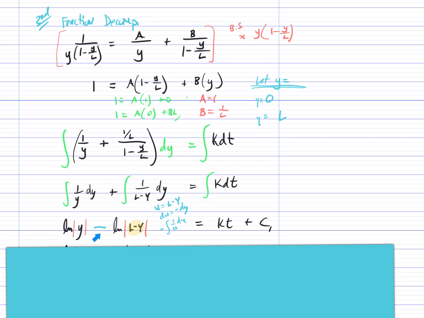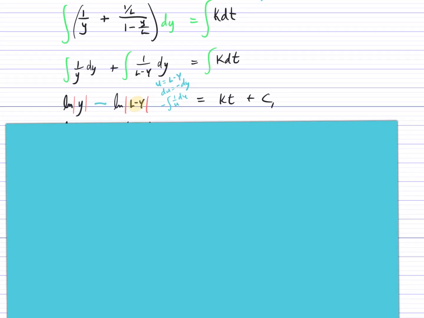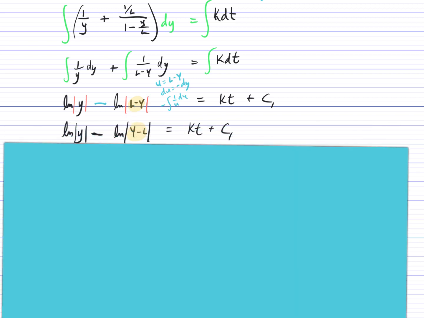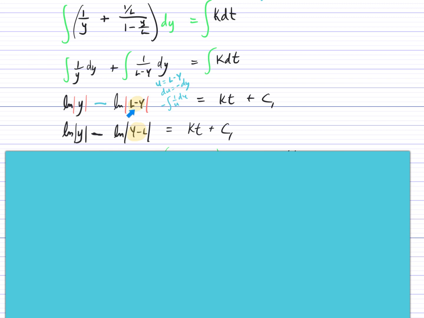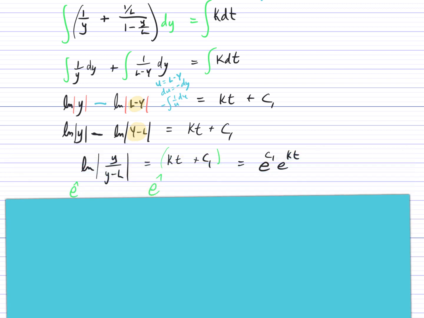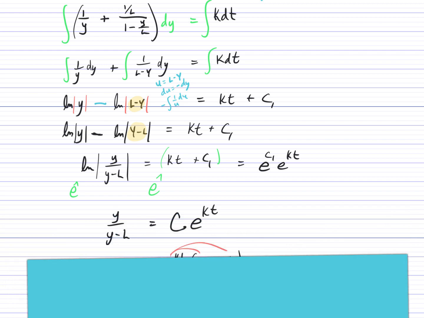So we can change that to minus the integral of 1 over u. So minus the natural log of u. And then remember, we can flip the order around of L minus y, because with the absolute value, those values will be exactly the same. And we want our variable y to be in front. Then use the property of logarithms, then exponentiate.